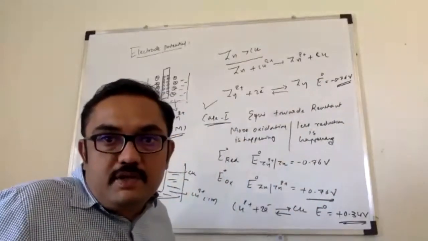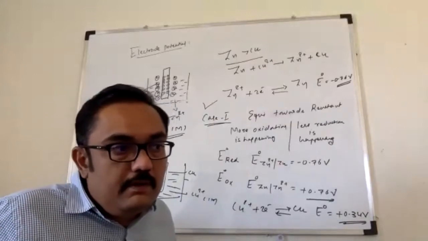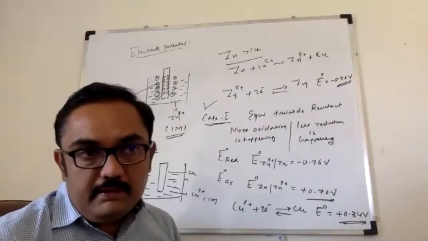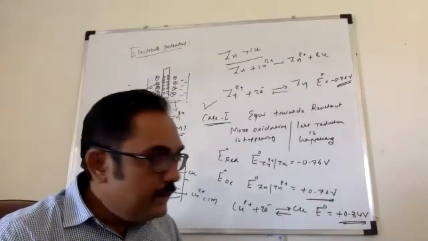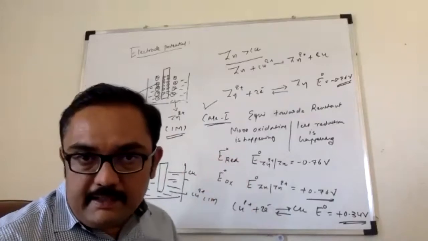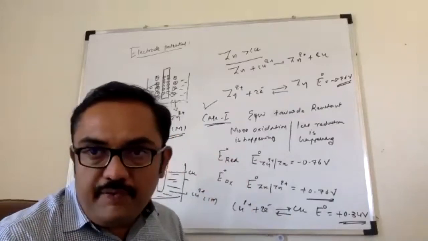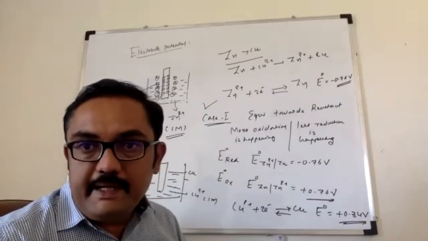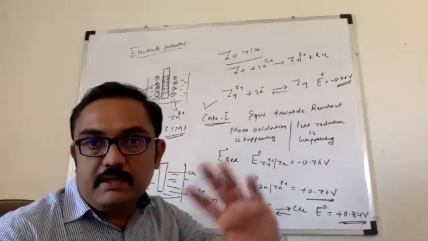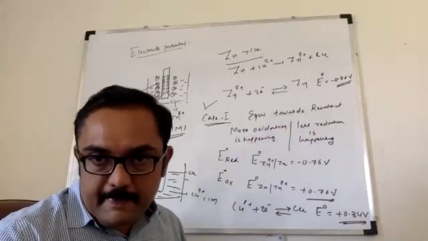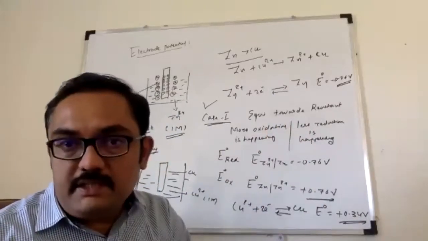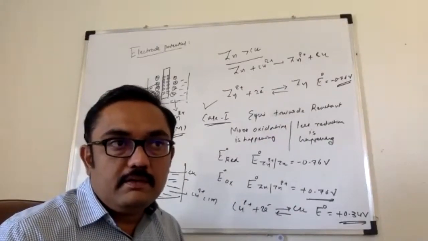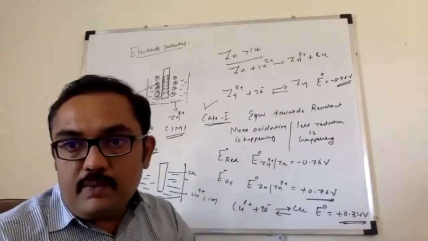Now, what is the standard condition of any half cell? 298 Kelvin. When the concentration of ions is kept 1 mole per decimeter cube, when the temperature is 298 Kelvin, and the pressure of any gas, if we have passed any gas, the pressure of gas should be 1 atm. That is called the standard condition of any half cell. And when we measure electrode potential in a standard condition, what is that called? Standard electrode potential.